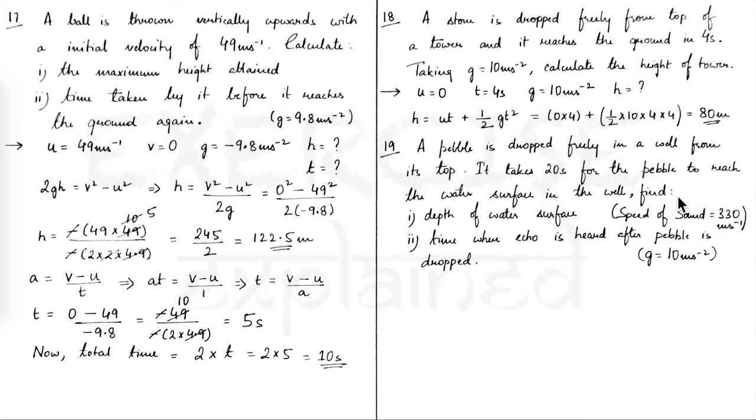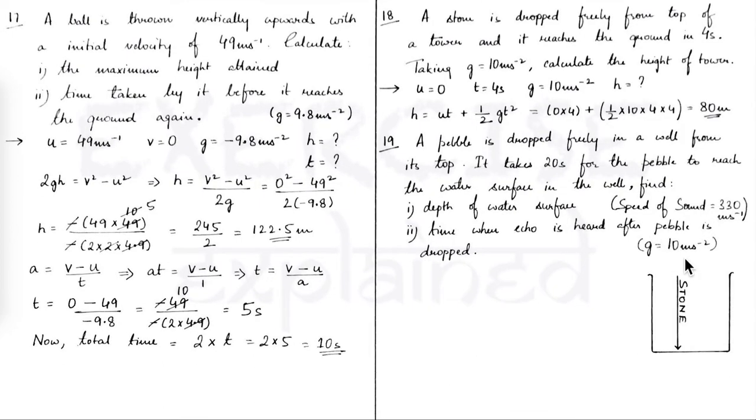Find the depth of the water surface, and the time taken when the echo is heard after the pebble is dropped. So speed of sound is given to be 330 meter per second. Acceleration due to gravity is 10 meter per second square. Now we consider this is the well and the stone is dropped. So when the stone is dropped into the well, it takes some time to reach the bottom.